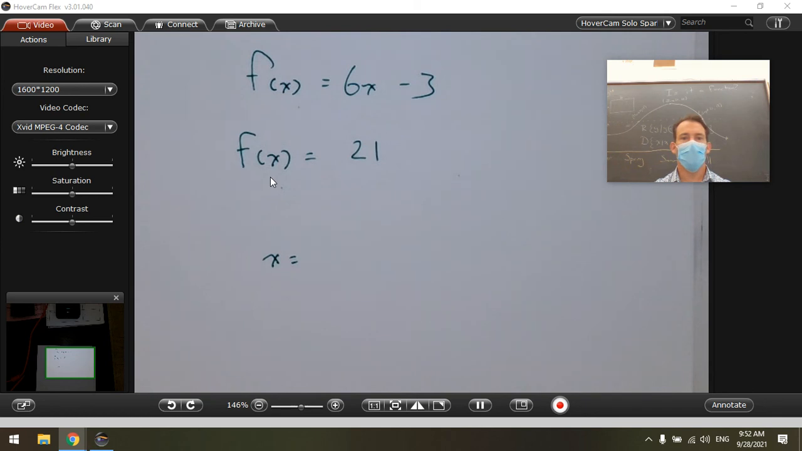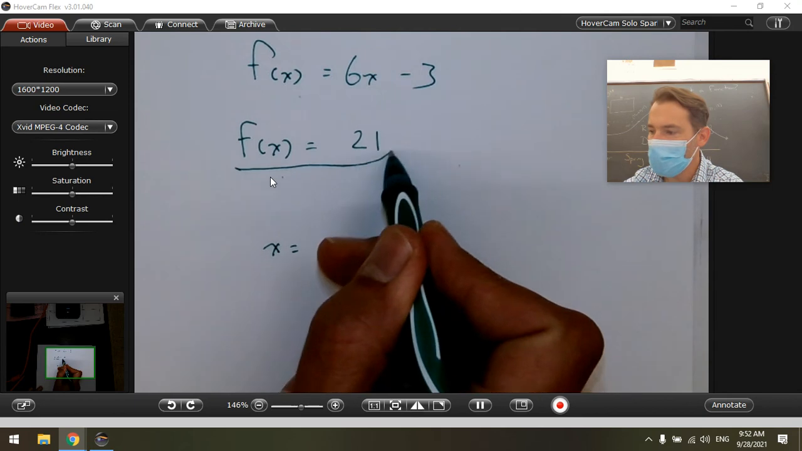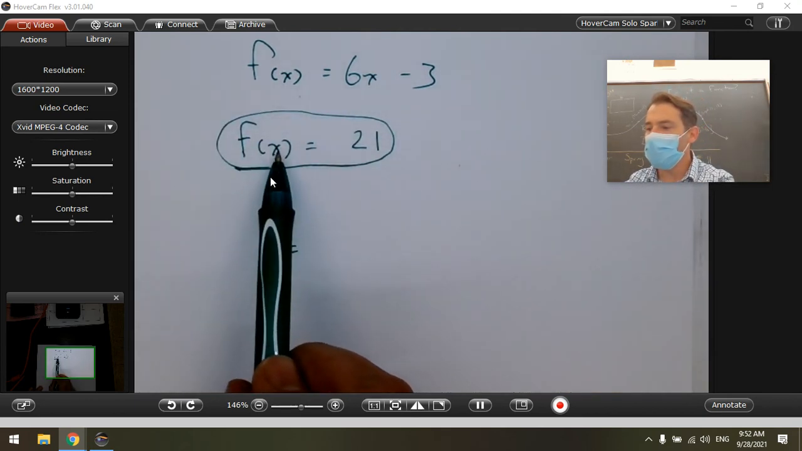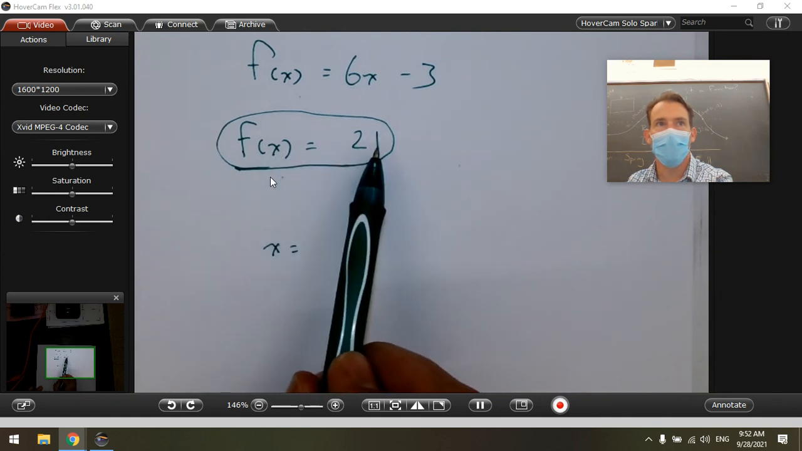It's not 1. Did you have to substitute 21 in somewhere? So I do substitute 21 in. I substitute it in exactly this way for f of x. Okay? So the value of the function for some value x is equal to 21.